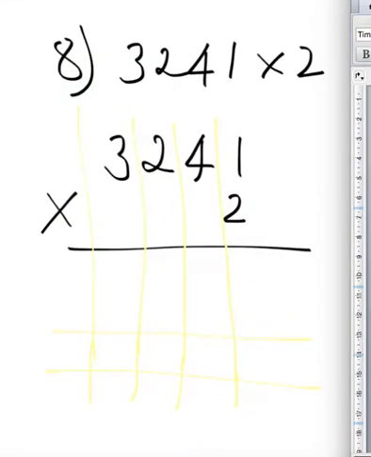So let's have a look. 2 times 1 is 2, 2 times 4 is 8, nothing to carry. 2 times 2 is 4, 2 times 3 is 6. And we're done.